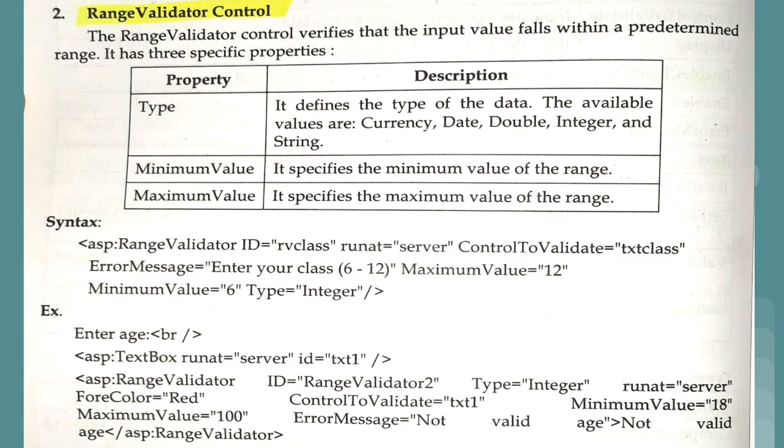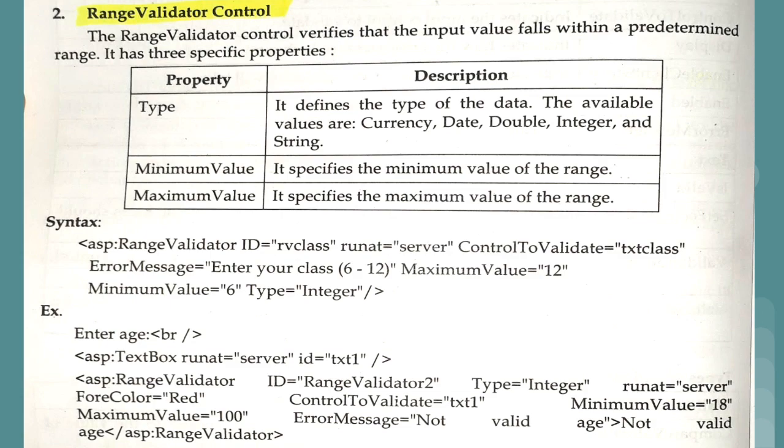First one is Type. Type means if you want the user to enter only an integer value in a specific text box, or only a string value, in that case we should select the type. So for type we can have Currency, Date, Double, Integer and String. These are the 5 types of data we can enter with the help of the Type property.